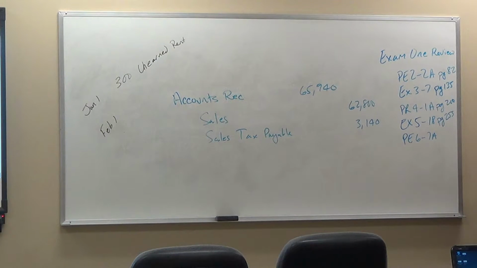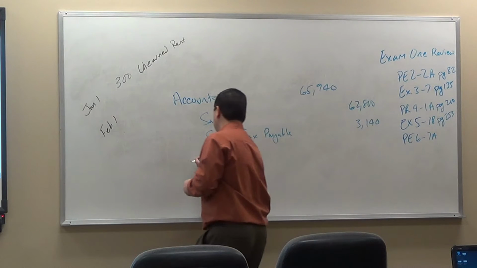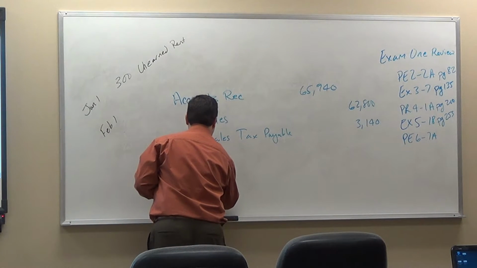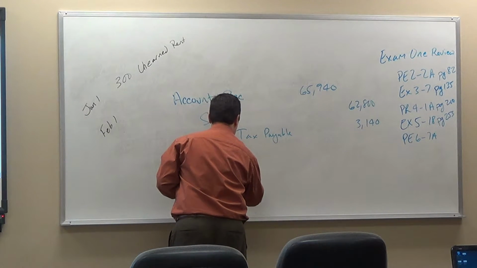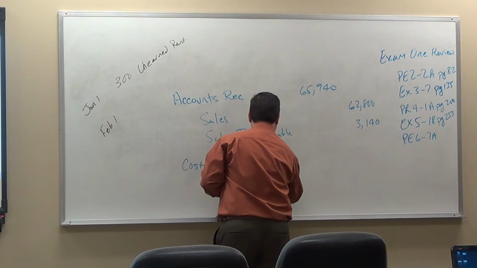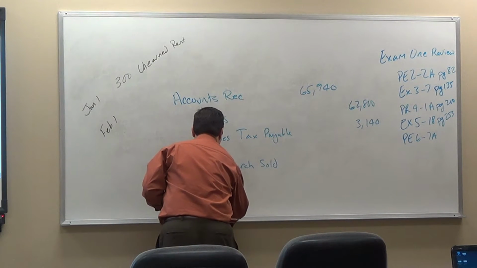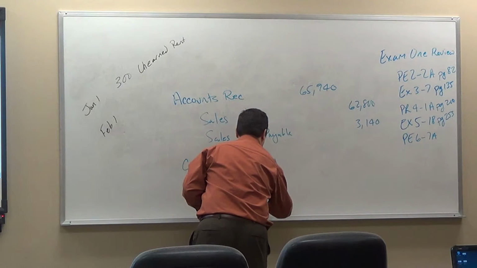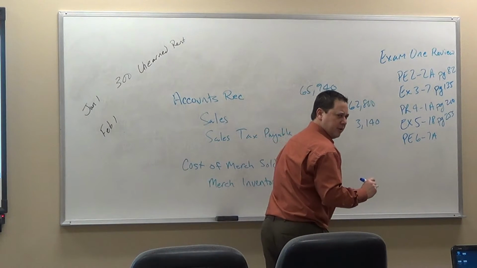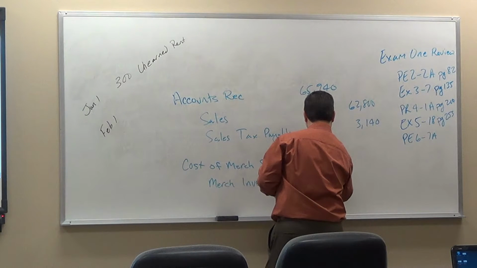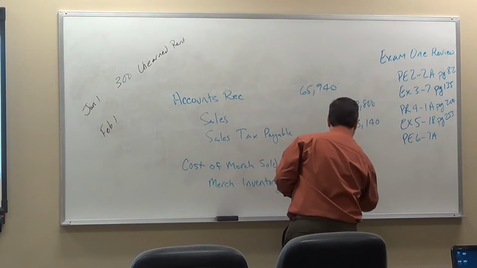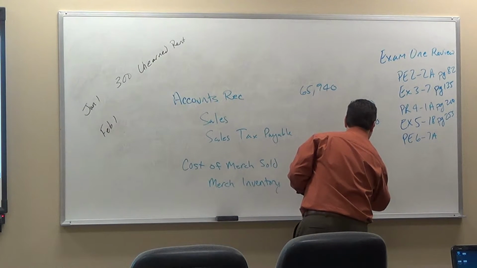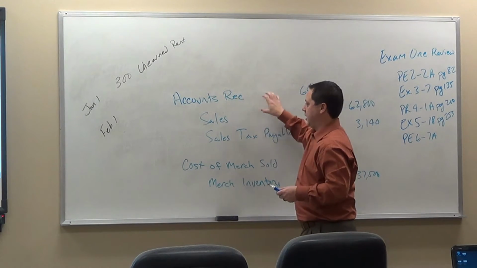So let's do that. So cost of merchandise sold, and then merchandise inventory. It was 37,500? Yeah, 37.5. Okay. All right, so that is a recorded transaction that will happen.